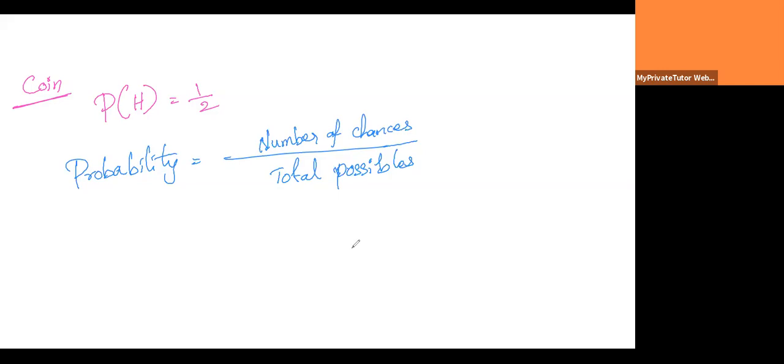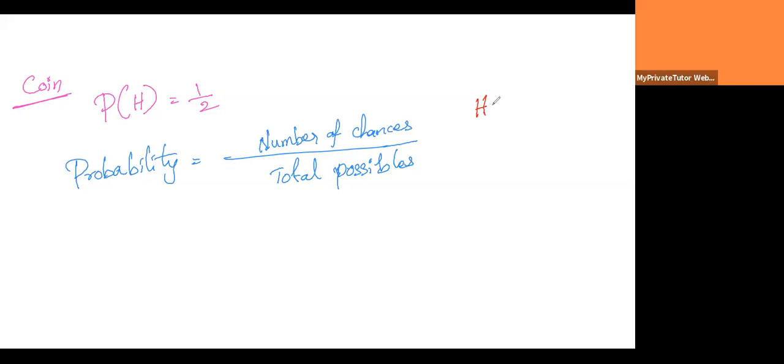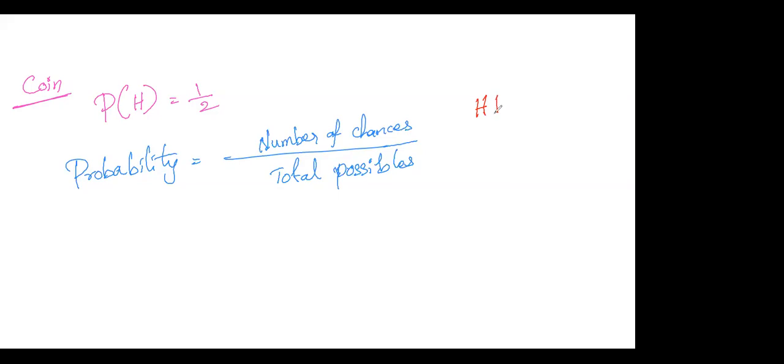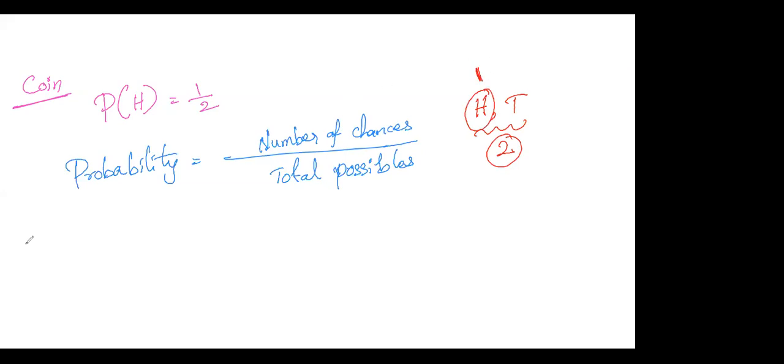Okay. So in this question, if you toss a coin, the number of chances is 1. Why? Because if you toss a coin, either you will get head or tail, which means the total is 2, but you will get only one head. So that is one possible. So 1 by 2.